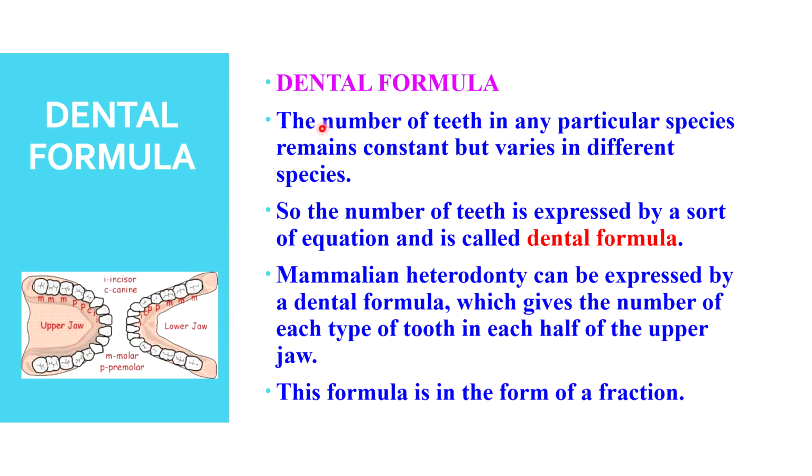See the dental formula. The number of teeth in any particular species remains constant but varies with different species. So the number of teeth is expressed by a sort of equation and is called dental formula. Different species have different types of teeth. In a species, the number, size and shape will be the same, but different species have different types of teeth. So the number of teeth is expressed by an equation that is called the dental formula.